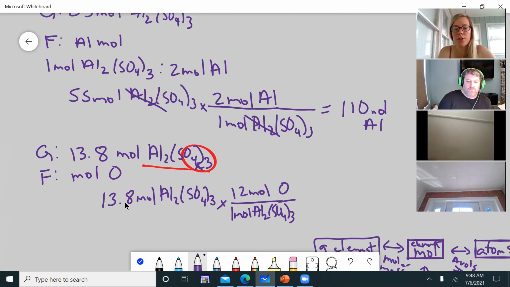Okay, so we're just going to take that 13.8 moles of aluminum sulfate and multiply it by the 12 mole ratio. And we get 165.6, but we only get to use 3 sig figs. So I'm going to round that to 166 moles of oxygen.